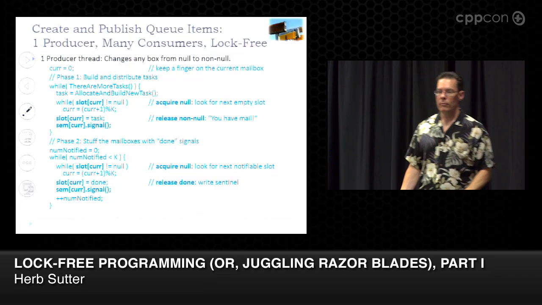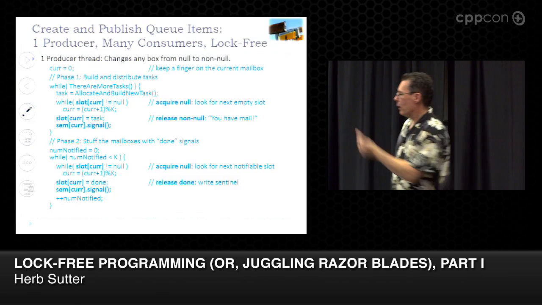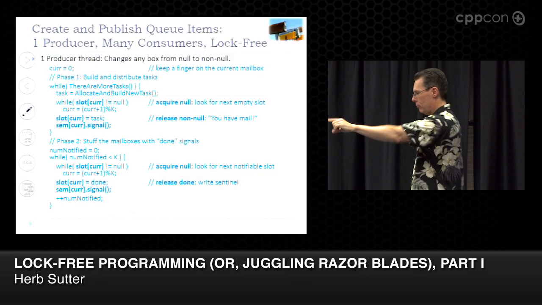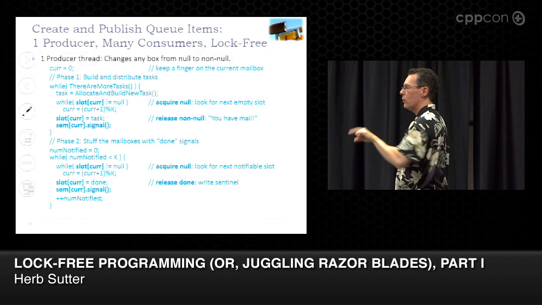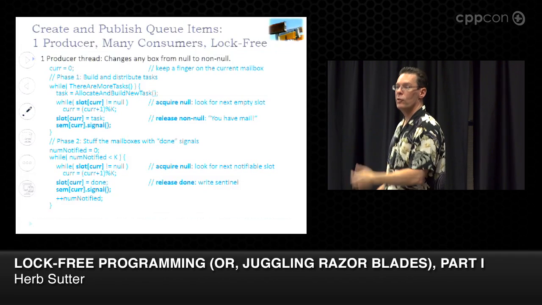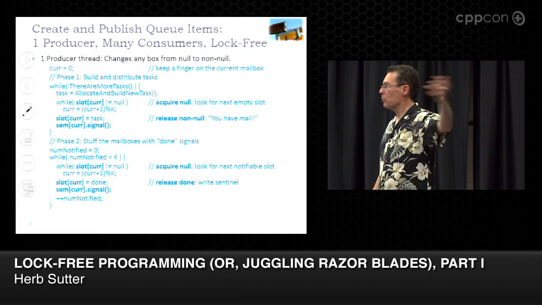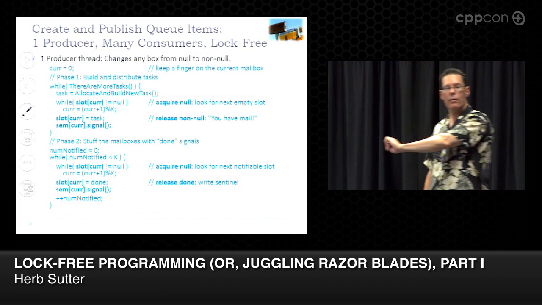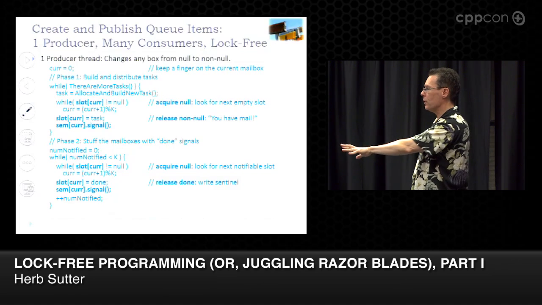So that's the producer. Make a new task, find the next empty slot and stuff it in. When we're all done, keep going until you put a sentinel in each slot. If you do that once for each slot, you're done. And then everybody's notified, the producer can go home. Any questions about the meaning of that code? The algorithm the producer is using?